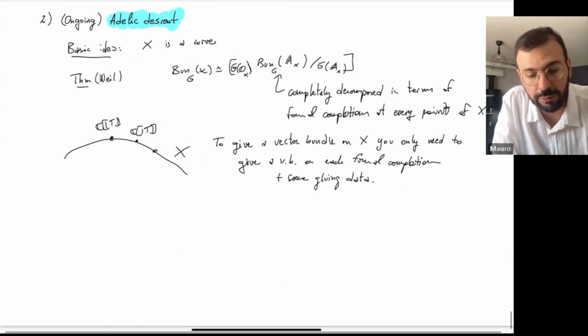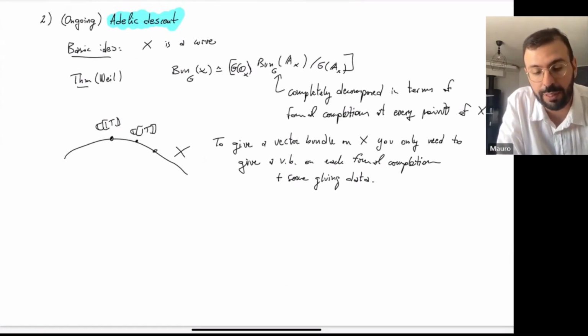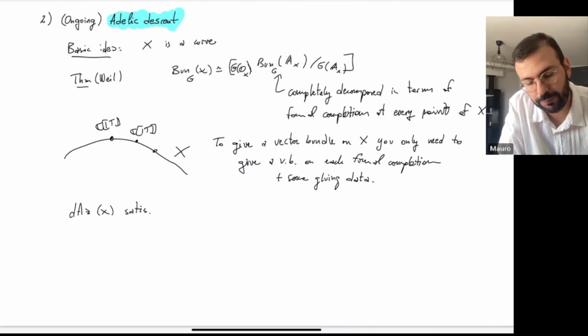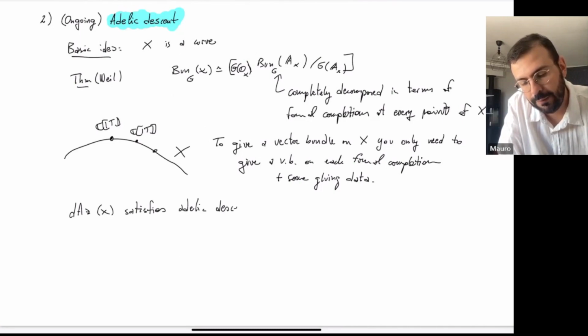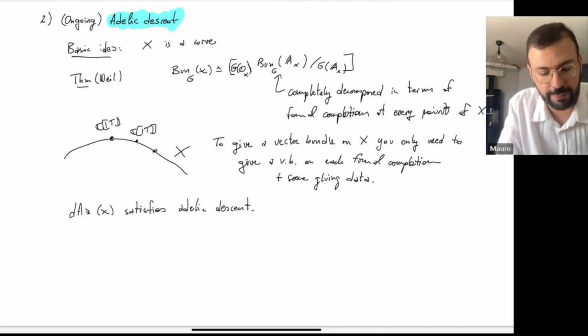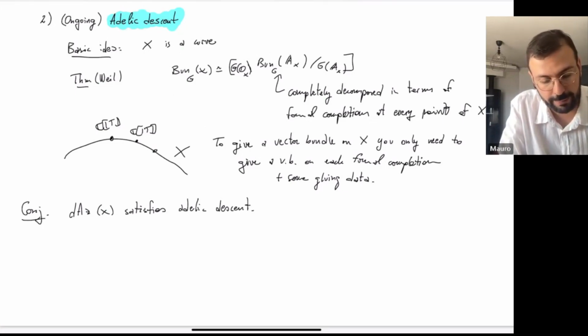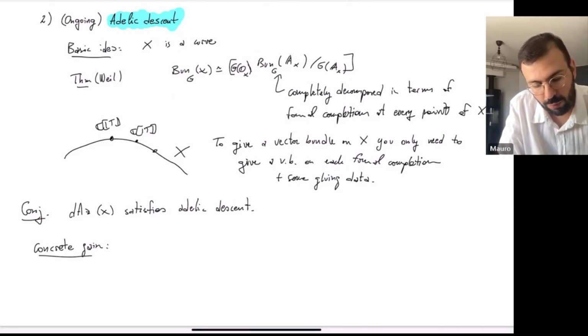And so we would like to know something similar, but for Azumaya. And so what we would like to say is that derived Azumaya of X satisfies adelic descent. And so this is the conjecture that we are trying to prove. And some concrete gain that one would get is the following. I just sketch the main idea. Well, one would get something like this.